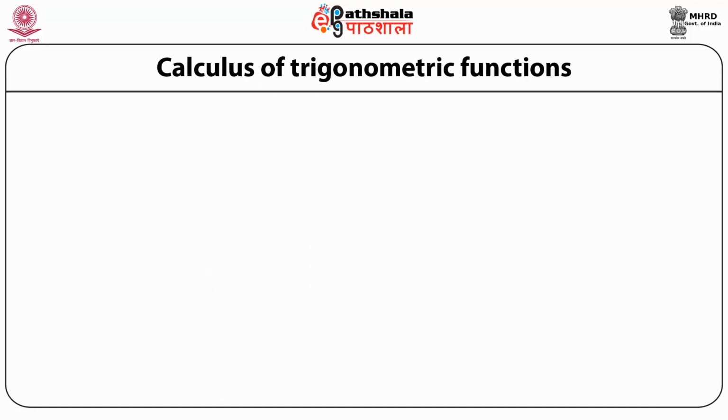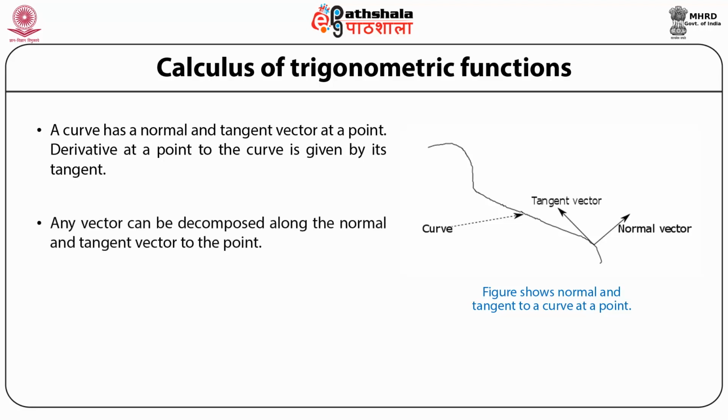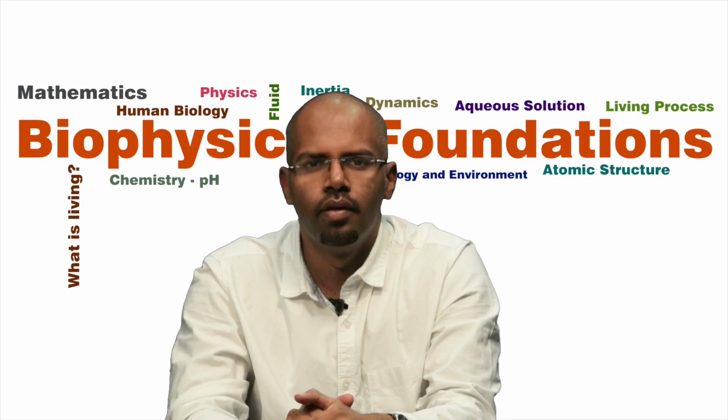Calculus of trigonometric functions. A curve has a normal and tangent vector at any point. Derivative of the point to the curve is given by its tangent. So you can see the curve on the right side. So there is any curve, random curve, and the tangent is the one which is very close to the surface and is perpendicular to the normal vector drawn at the same point on the surface. Any vector can be decomposed along the normal and tangent vector at the point.